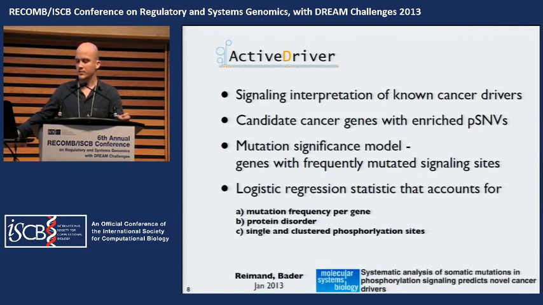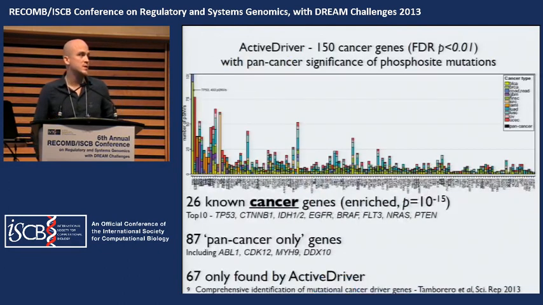This is a logistic regression model for which I will not go into much detail, but I'll just mention that it pays special attention to sites where there are several post-translational modifications, and it also considers protein disorder, which is an important confounding factor in analyzing protein mutations. So here's just a quick overview. I'm sure that you will not be able to recognize your favorite genes from that distance.